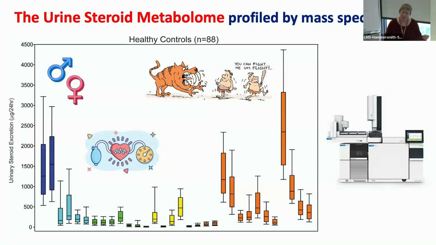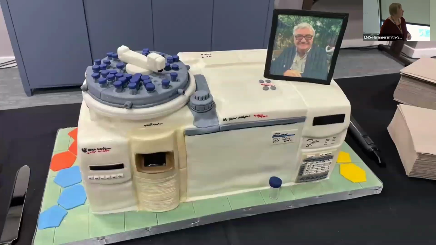He was appointed in 1969 to his first independent research group here in this institute by Cedric Shackleton. This is the cake we made for him for his 80th birthday symposium. So this is a GCMS. He was completely bowled over when he saw this cake, and it was very tasty.